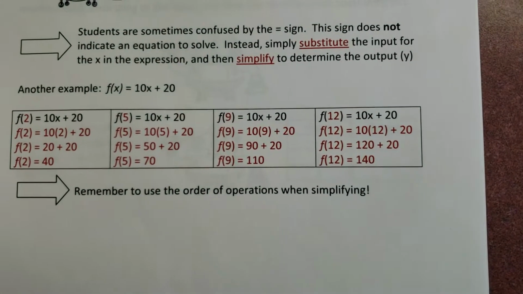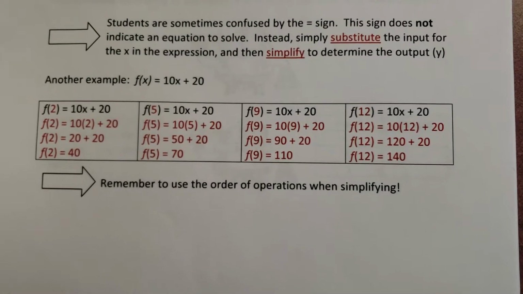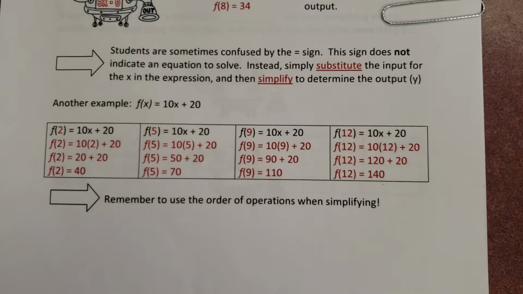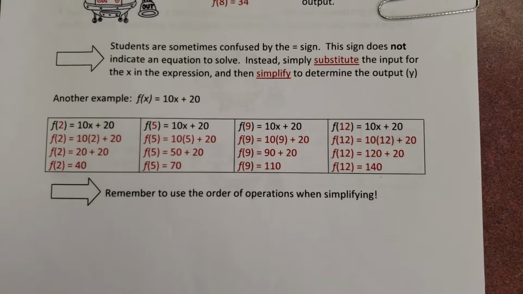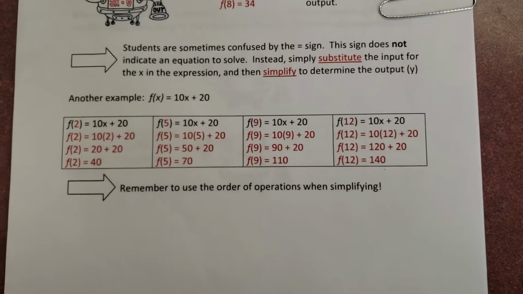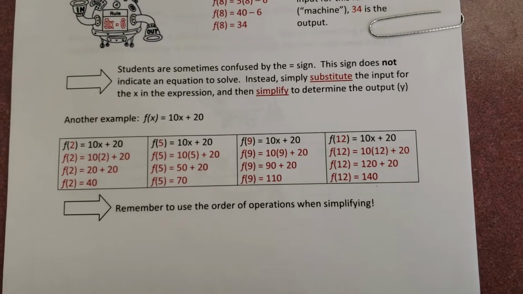Okay, when you're ready, you can check your work. Did you get f of 9 is 110 and f of 12 is 140? I hope you did. Now we need to make sure that we keep in mind that we use order of operations.